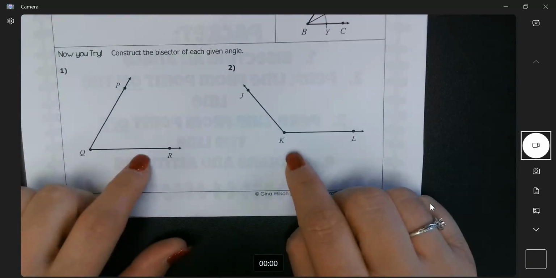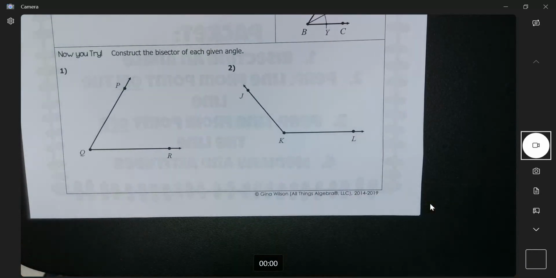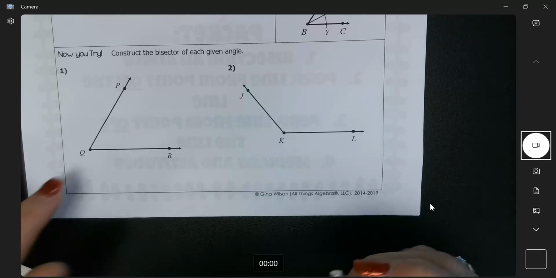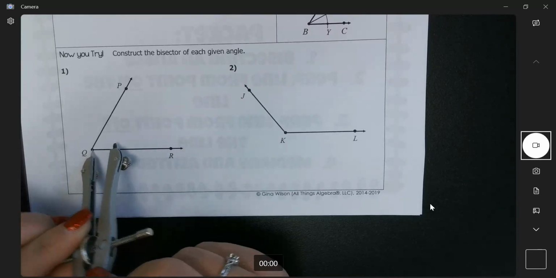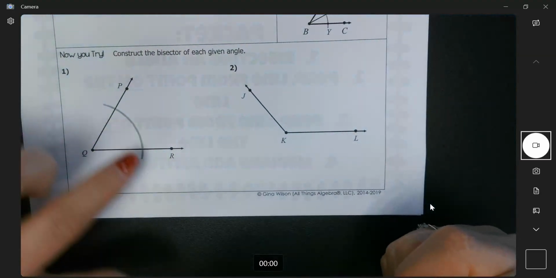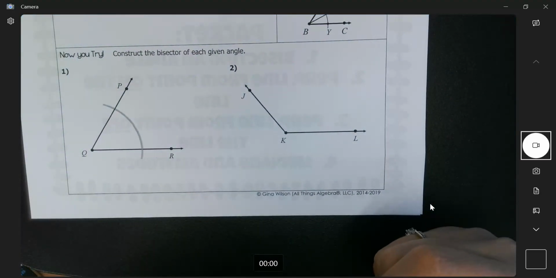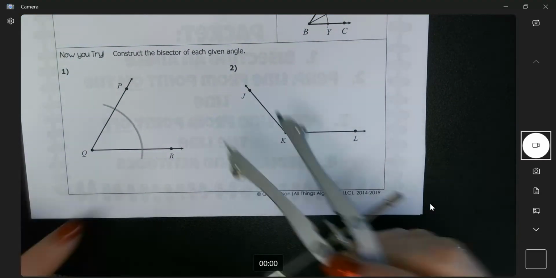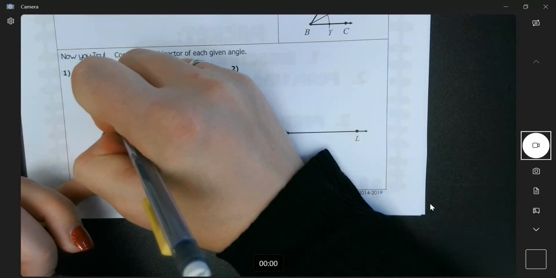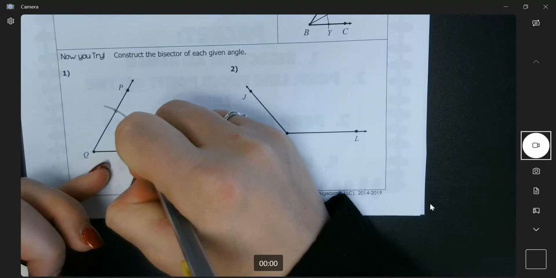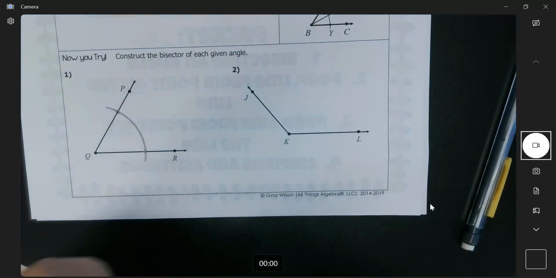We're going to construct the bisector of each of these angles. What you're going to do is take your compass and first place it at the vertex of the angle. So take the point and place it at the vertex, and then I'm going to make my compass a little bit wider, and make an arc that crosses over both of these. And then at each point that we now have, I'm going to take the point of my compass.